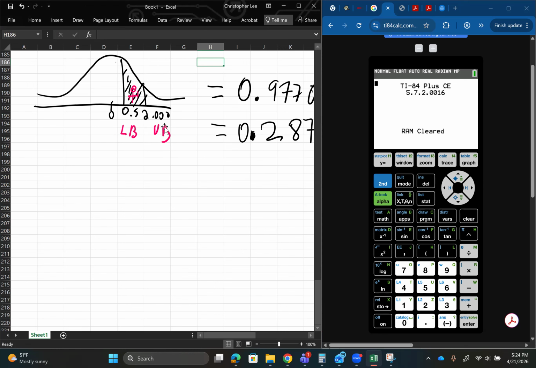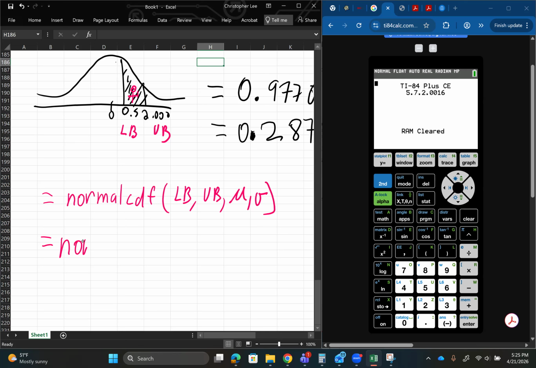If you're on the 36X Pro, you're going to press second, then stat, then go across to distribution, then go down to normal CDF. So it asks for lower bound, upper bound, the mean, and the standard deviation. When it's left, the lower bound is negative 1E99. When it's right, the upper bound is positive 1E99. If it's in between, it's the left and the right numbers.